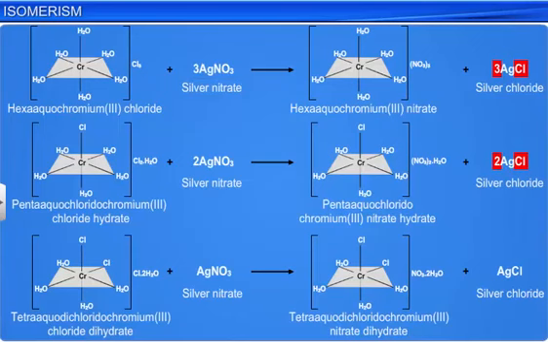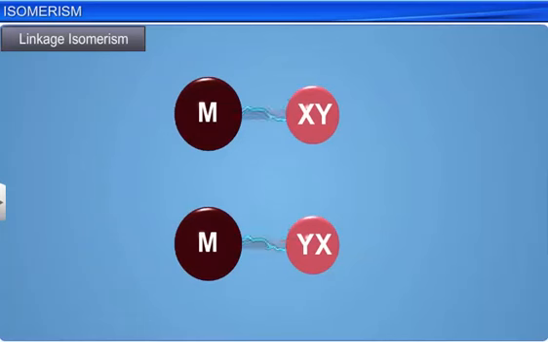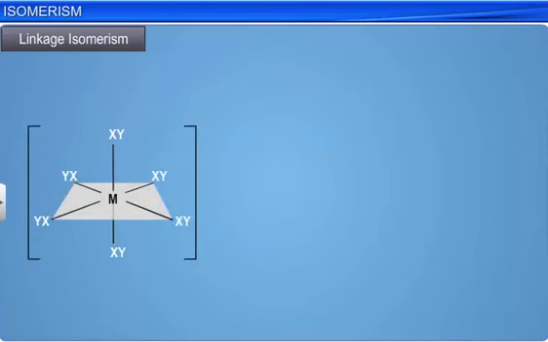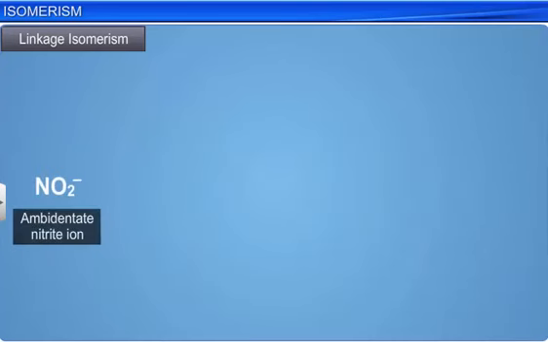The other type of structural isomerism is linkage isomerism. Linkage isomerism arises when a ligand can bind to a metal ion through any one of two or more different donor atoms. Thus, this type of isomerism is seen in the coordination compounds that have ambidentate ligands. For example, in the ambidentate nitrite ion, either nitrogen or oxygen atoms could act as the electron pair donors. Thus, there is a possibility of isomerism.